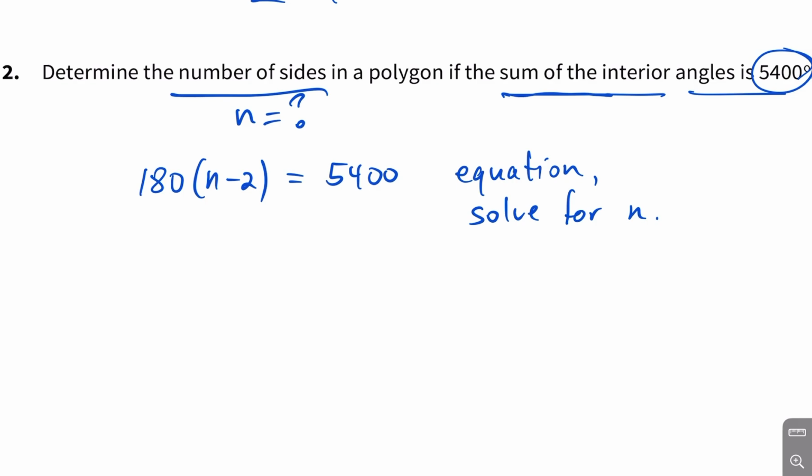Okay? So to solve for n, you start with reverse order of operations, right? You don't deal with the brackets; the brackets are the last thing you do. But you have this multiplication here by 180, so the opposite operation is dividing by 180. And whatever you do on one side of the equation, you do on the other side as well. So you divide this side by 180. When you divide the right side by 180, you get 5,400 divided by 180, which is just 30. On the left side, the 180s cancel, and I'm left with n minus 2.